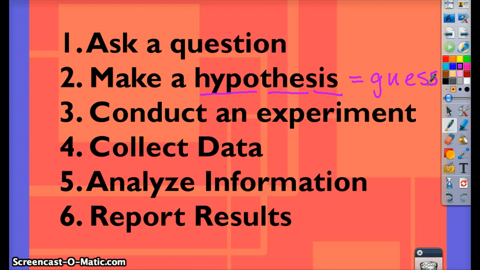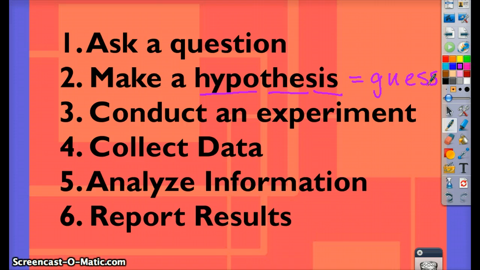The third one is conduct an experiment. This is when you're going to actually do the experiment. And it's going to be here when you're writing in your science journal that you are going to talk about the procedure that you do. And we'll learn that the procedure is the steps of the experiment.